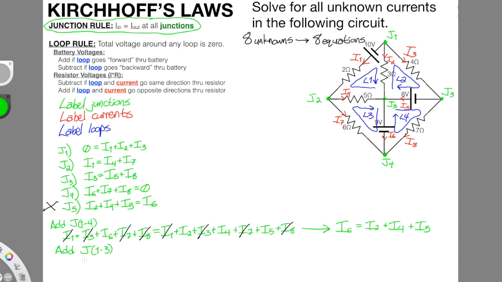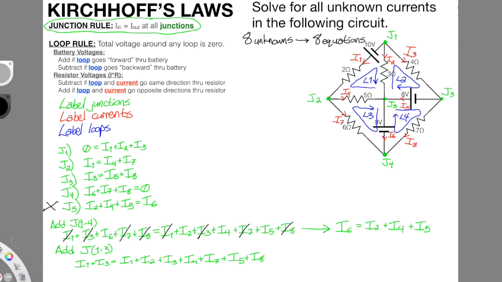So adding 1 through 3 together, we have I1 plus I3 on the left side. And then on the right side, we have I1, I2, and I3 from junction equation 1. I4 and I7 from junction equation 2. And I5 and I8 from junction equation 3.